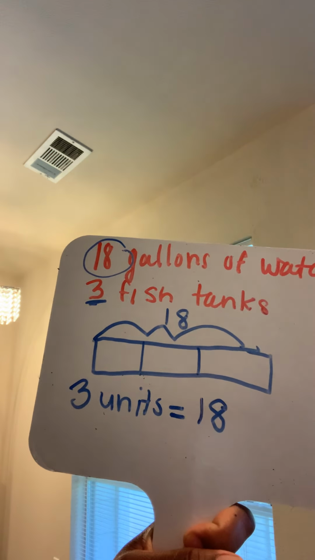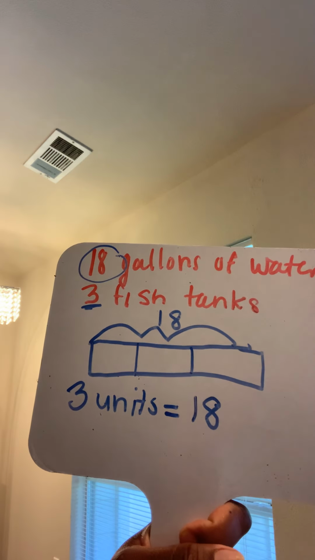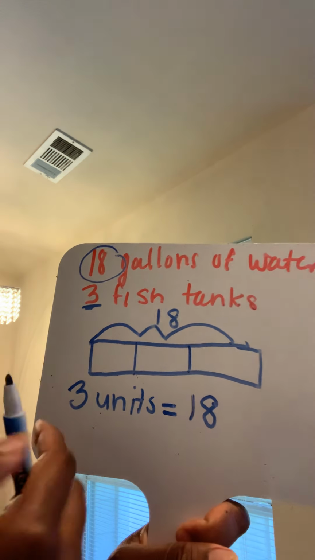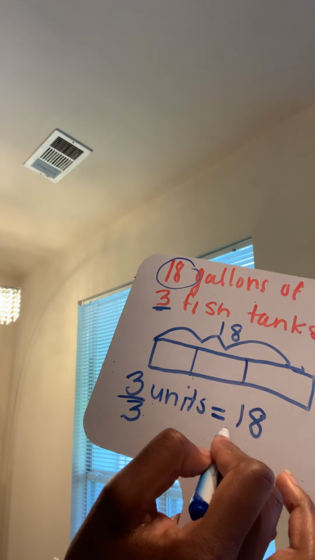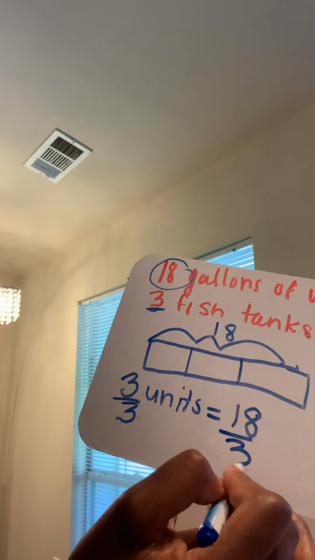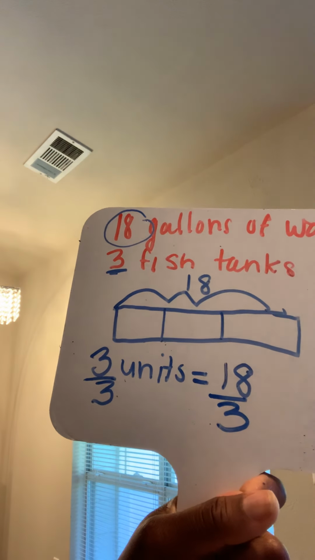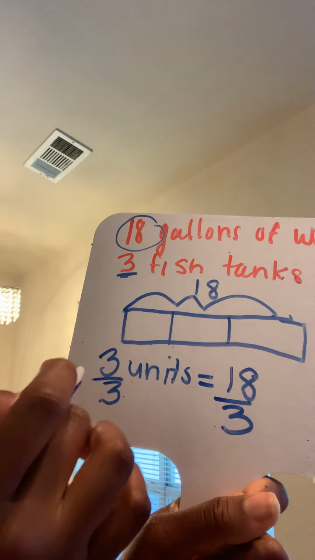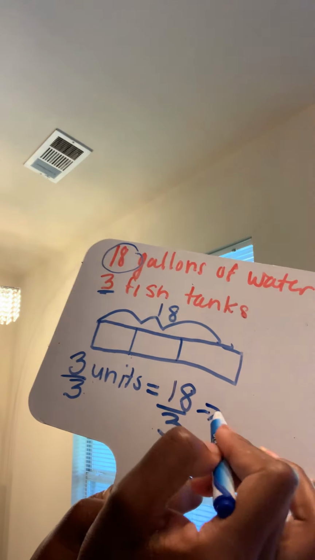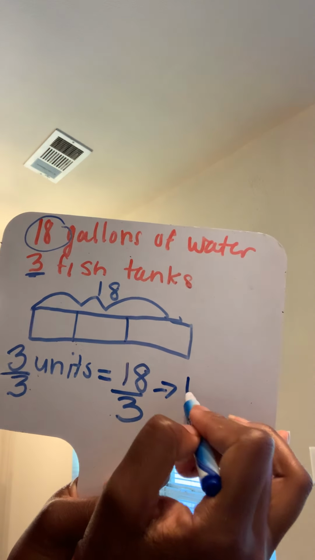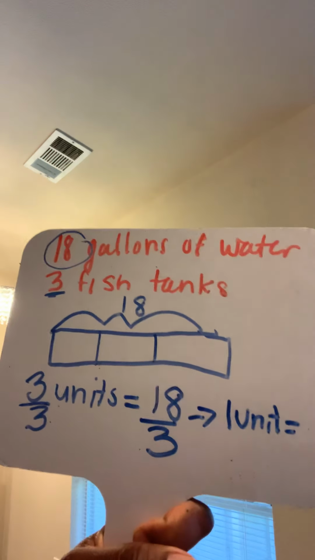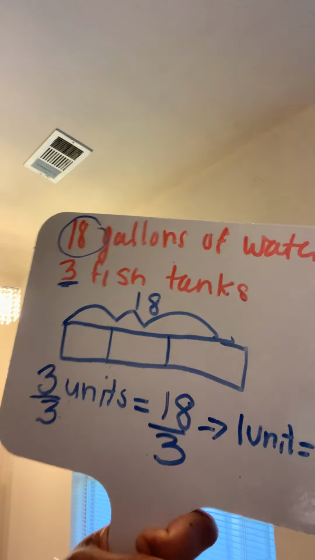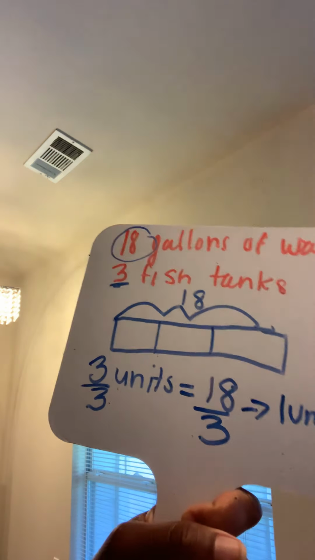Last step, always remember that keyword, dividing by both. So we've got to divide 3 by 3, and we also have to divide 18 by 3. So we know that 3 divided by 3 creates our 1 unit. And then we've got 18 divided by 3.